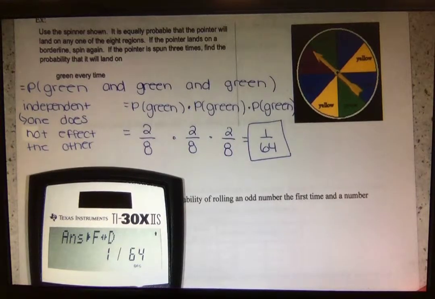So it's the last spinner problem. Questions for me? If not, let's keep going.